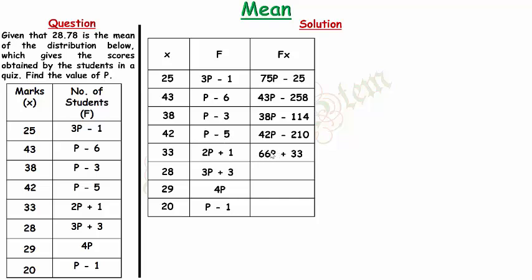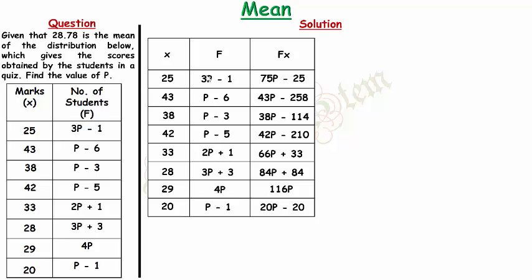The next cell is 66P plus 33, where 66 is the product of 33 and 2P, and then plus 33 is the product of 33 and plus 1. The next cell is 84P plus 84, where 84P is the product of 28 and 3P, and then plus 84 is the product of 28 and plus 3. The next cell is 116P, which is the product of 29 and 4P. The final cell is 20P minus 20, where 20P is the product of 20 and P, and minus 20 is the product of 20 and minus 1.